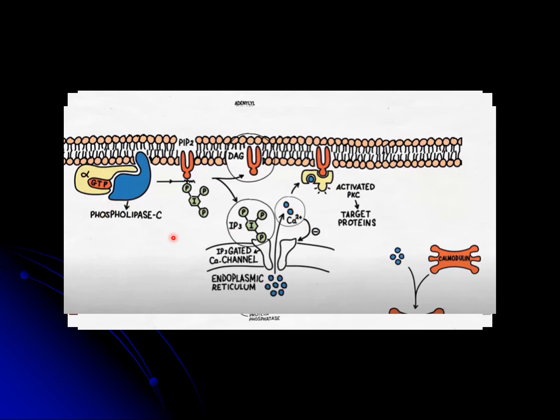And this is another pathway, alpha subunit carrying the GTP activity, binds to phospholipase C, PIP2, IP3 and DAG. IP3 causes the release of calcium, and there is activated protein kinase C and then activation of the target proteins and performing its action.